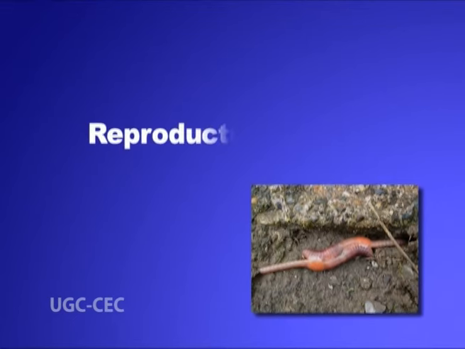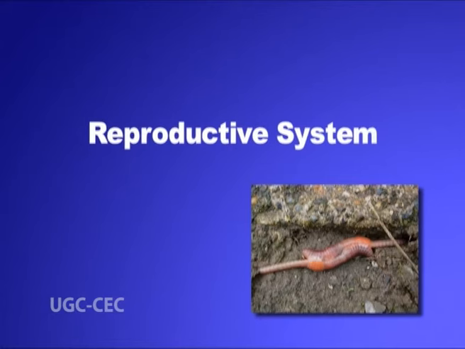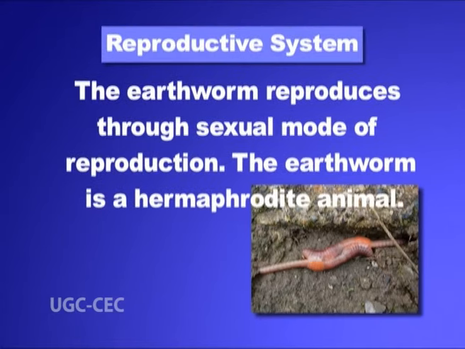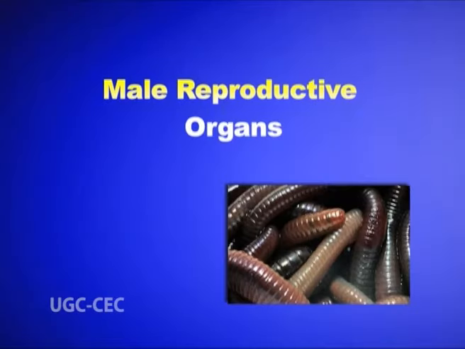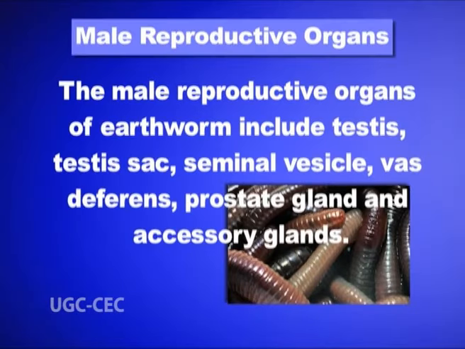Let us study the reproductive system. The earthworm reproduces through the sexual mode of reproduction. The earthworm is a hermaphrodite animal. Male reproductive organs. The male reproductive organs of the earthworm include testis, testis sac, seminal vesicle, vas deferens, prostate gland and accessory glands.